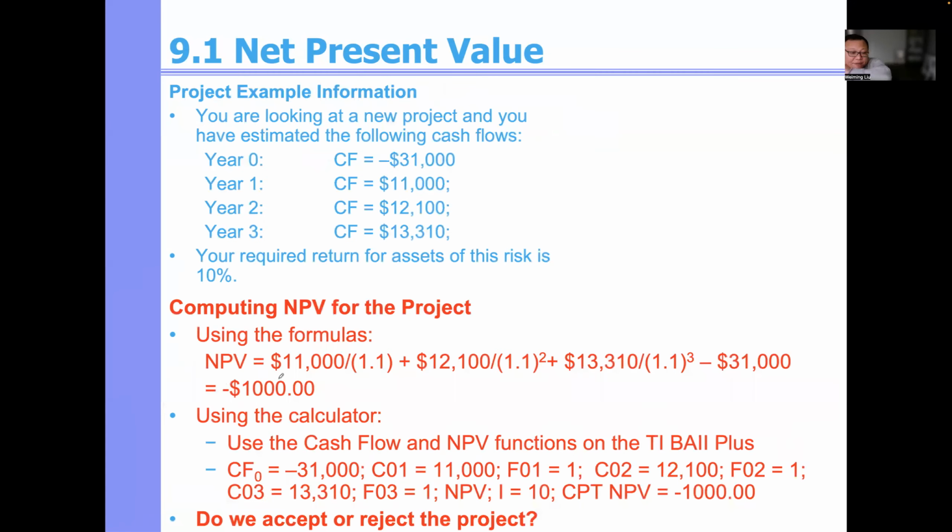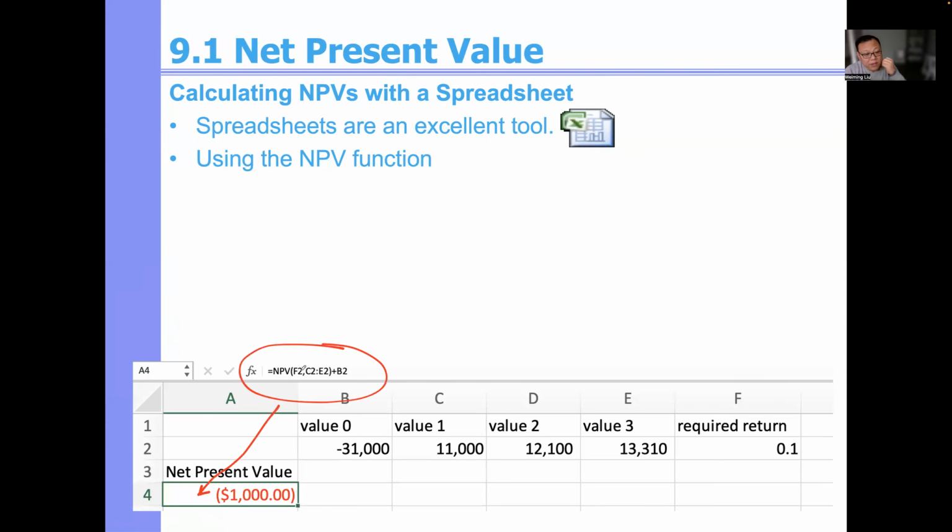So you enter NPV, and then F2. What is F2? F2 is this one, the rate. And then C2 to E2. So that's C2, D2, E2, right? So we are using the required return 0.1 and also the cash flows.